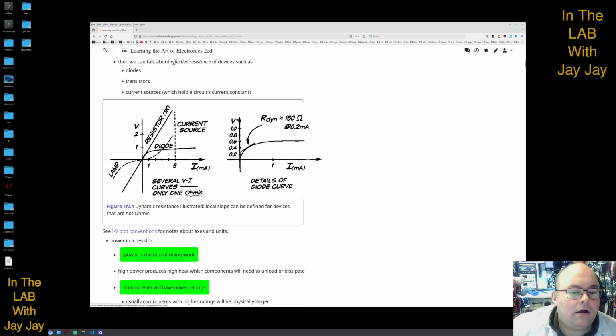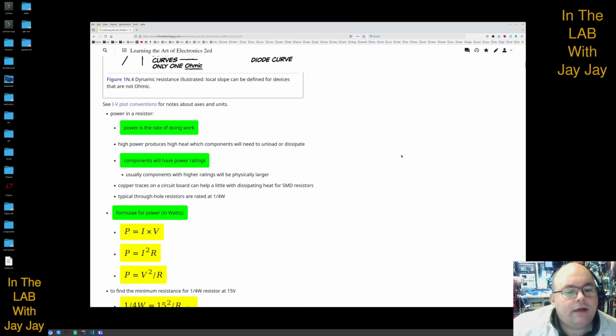Usually the graph is given as I versus V, but if you flip it around this way, then the tangents are in ohms, which is why they've done it this way. So you can see here you've got the diode that goes here and then it goes off like that. So you could say that the diode has this dynamic resistance at this point with that current and that voltage. Okay, power is the rate of doing work.